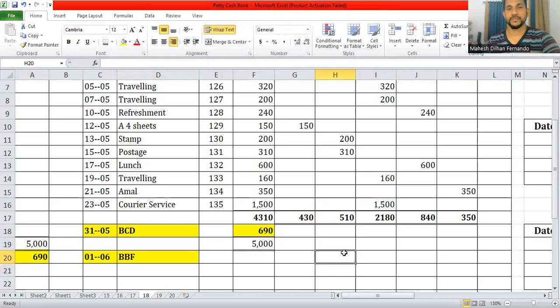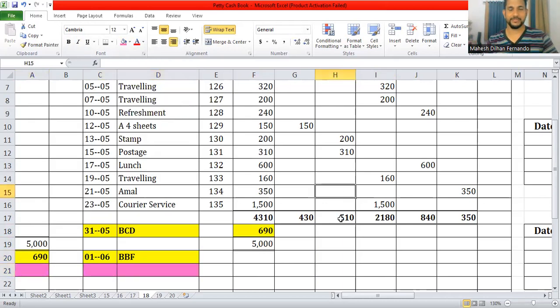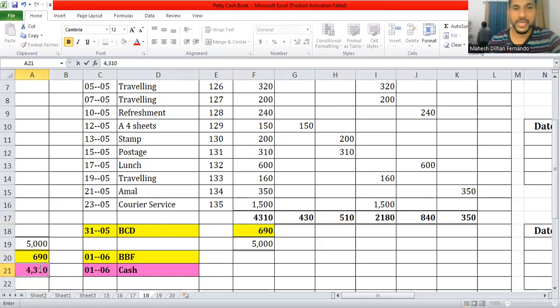Okay. And on the same day, the imprest is restored. 1st of June. How much do we have to receive from the main cashier to make this balance 5,000 or the imprest? It is exactly what we have spent. It is 4,310.